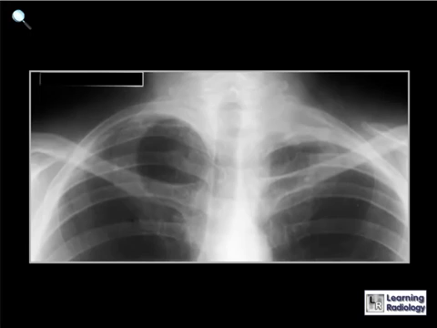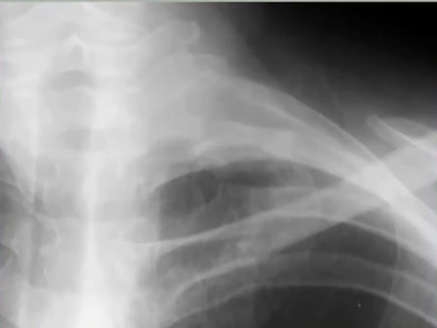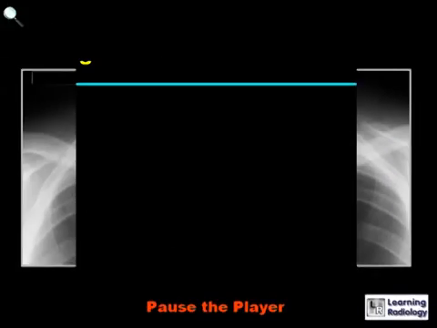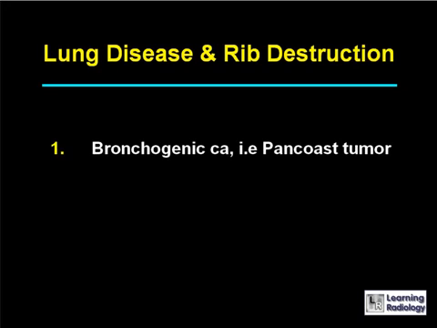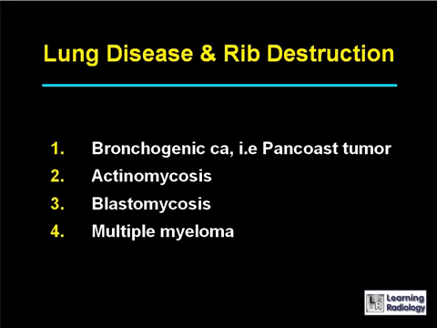Here's the next differential. Pause the player. The differential is lung disease with associated rib destruction. There are 4 causes. Pause the player. The 4 causes of lung disease with associated rib destruction include bronchogenic carcinoma, such as a Pancoast tumor, actinomycosis, blastomycosis, and multiple myeloma.